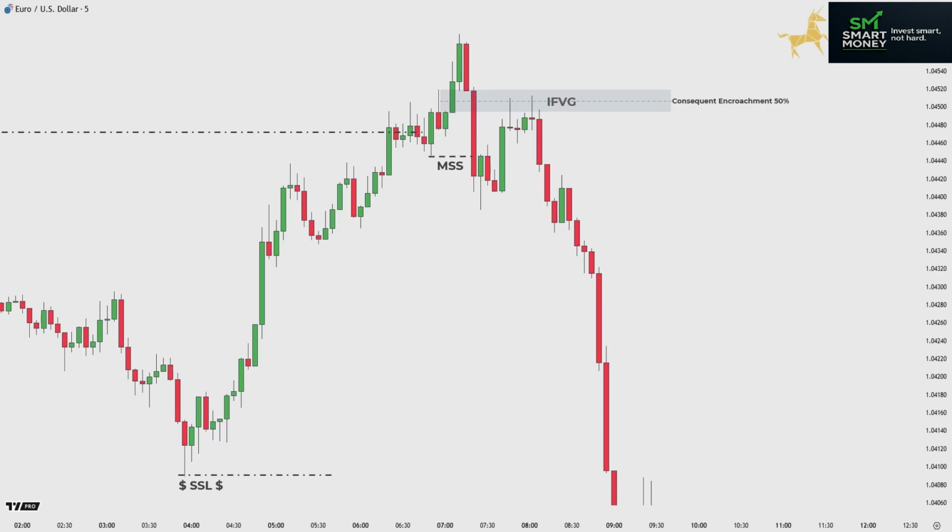This setup shows how powerful inversed FVGs can be when combined with liquidity sweeps and structure shifts. It gives you a precise, rules-based entry model that aligns with the true intent of institutional price delivery.